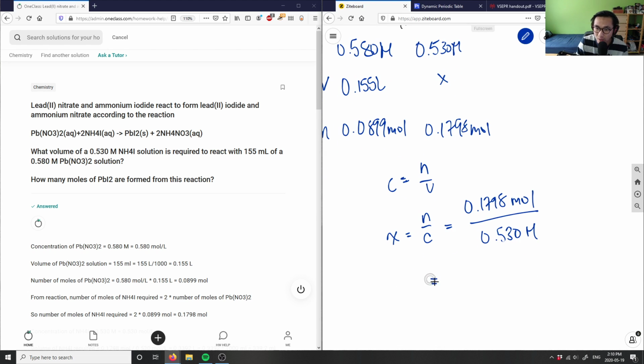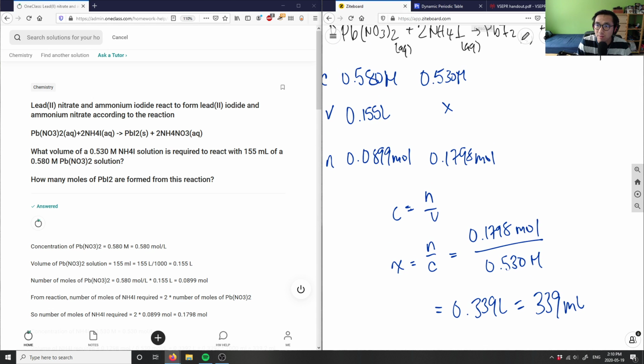Simply throw this into my calculator and I'd get 0.339 liters, or you could say that this here is approximately 339 milliliters. And this here is my answer for this volume.